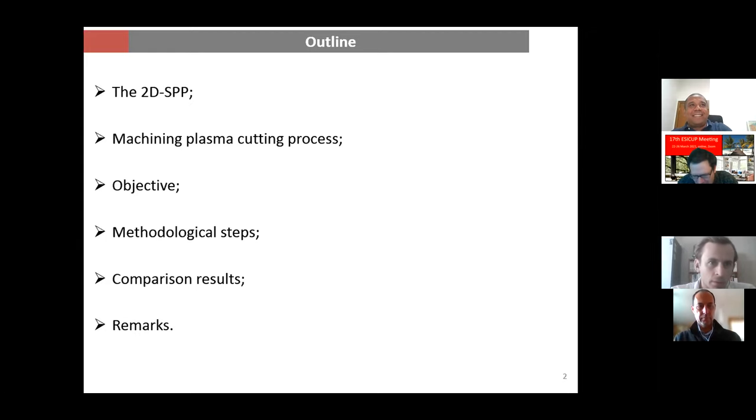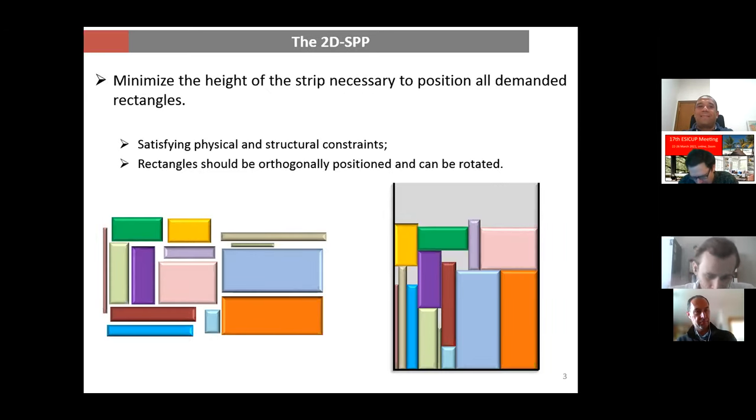First of all, I will talk about the rectangular two-dimensional strip packing problem, a little bit about the equipment for the machine plasma cutting process, the objective of our research, the logical steps that conduct our comparison results, and the remarks and future directions about the study. The main objective, as you know very well, of the rectangular two-dimensional strip packing problem is to minimize the height necessary to arrange, pack, and position a series of small rectangles into the strip, satisfying both physical and structural constraints, and also, in our case, allowing the rectangles' rotation and satisfying the orthogonality constraint.